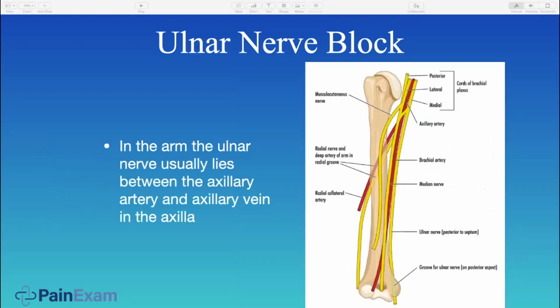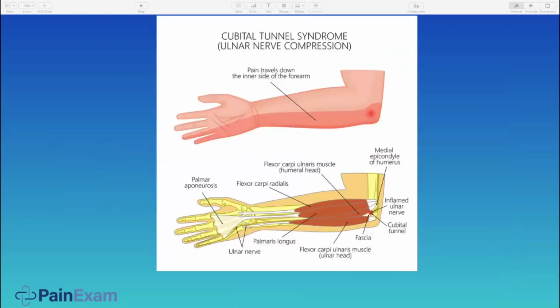Usually in the arm, the ulnar nerve is between the axillary artery and the axillary vein in the axilla. It can be blocked from the axilla, in the mid-humeral region, by the groove of the ulnar nerve, or even distally. Cubital tunnel syndrome, patients will complain of paresthesias in the distribution of the ulnar nerve, typically the 4th and 5th digit and the ulnar aspect of the arm, maybe worse with flexion of the elbow, or there may be tenderness over the cubital tunnel.